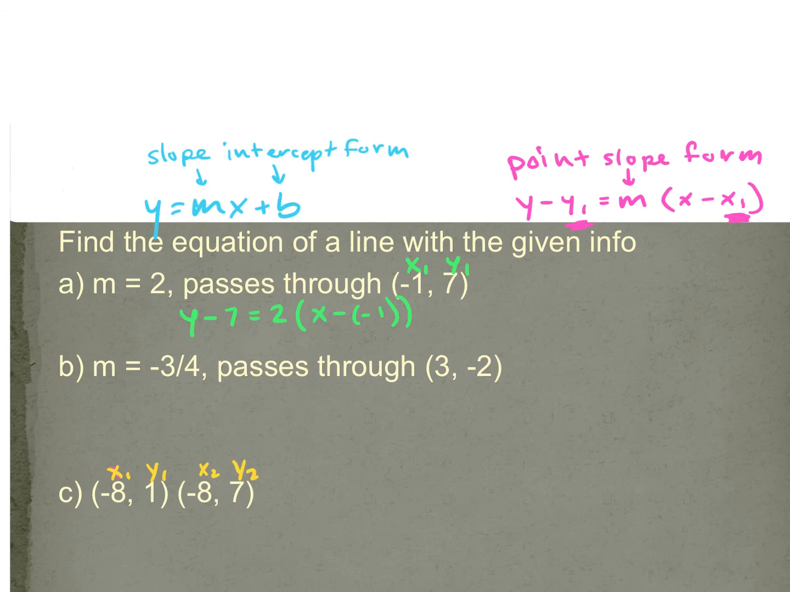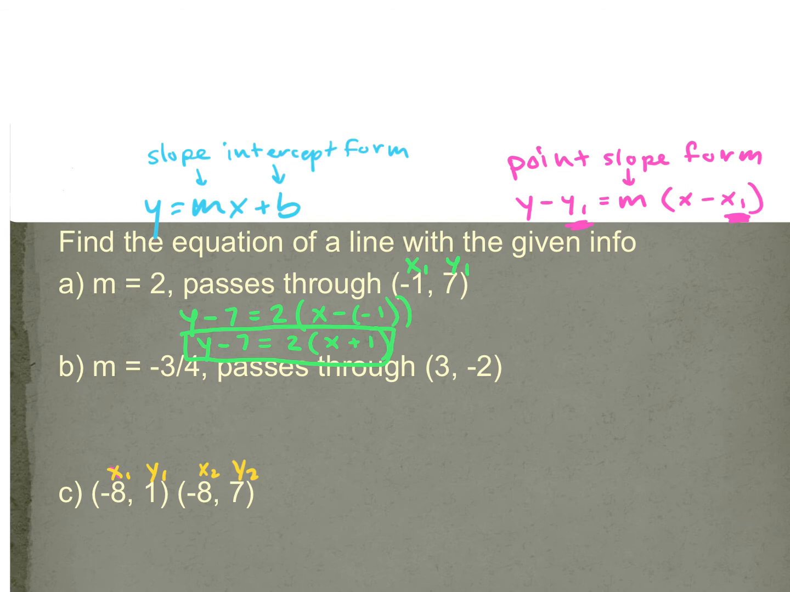What happens when I subtract a negative number? What does it become? Positive. So y minus 7 is equal to 2 times x plus 1. So this is point-slope form. That's my equation of a line. I also want to find slope-intercept form.